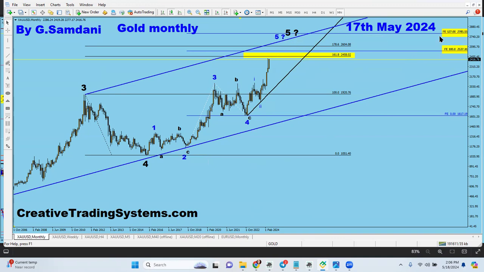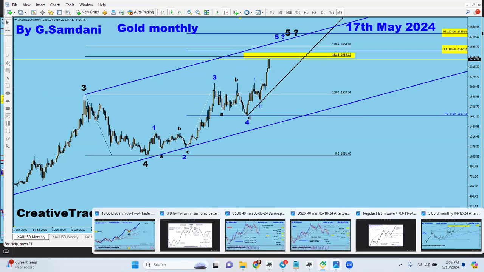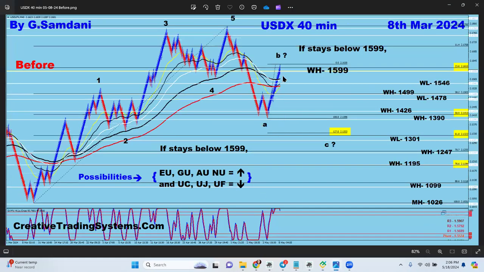So time will tell how the US dollar index is going to be. Gold is usually connected and reacts to the US dollar index. By the way, the US dollar index, if you look at it, I made this chart on March 8th, saying that if this is wave B, then we're supposed to be coming down here for wave C, and the US dollar will get weaker if that happens, right? And these four pairs will go up and these three will go down. So that's exactly what happened.